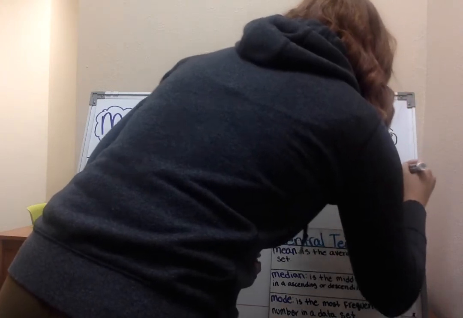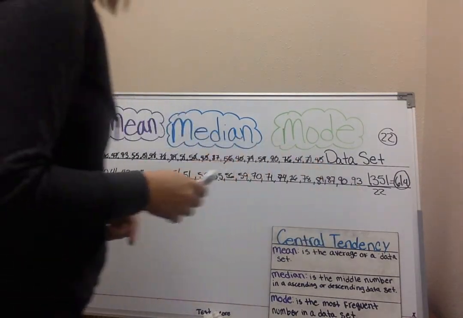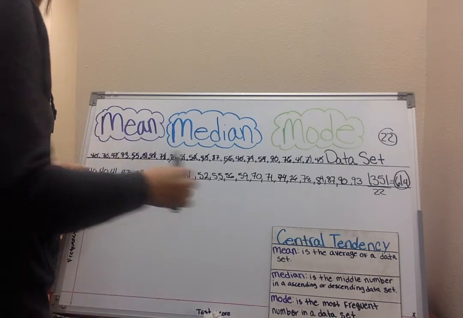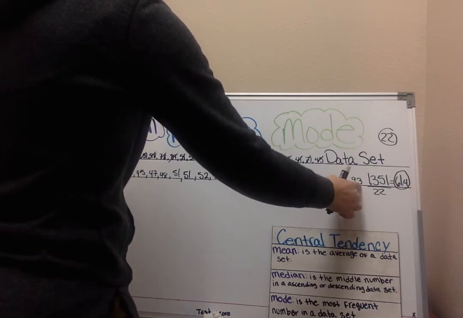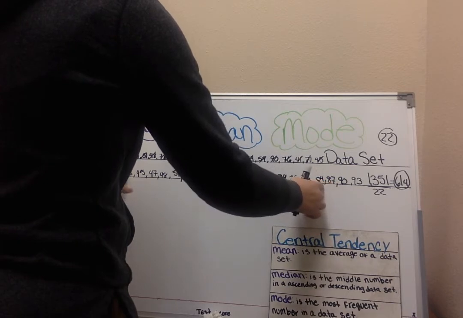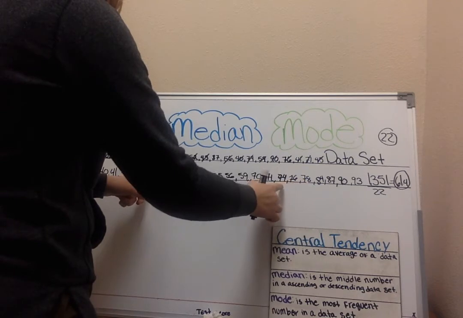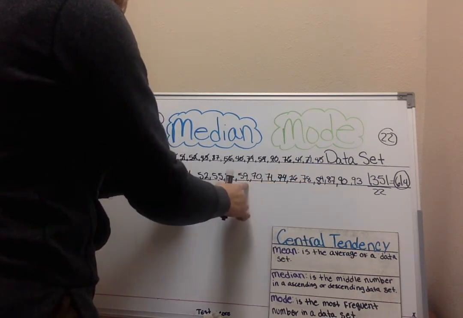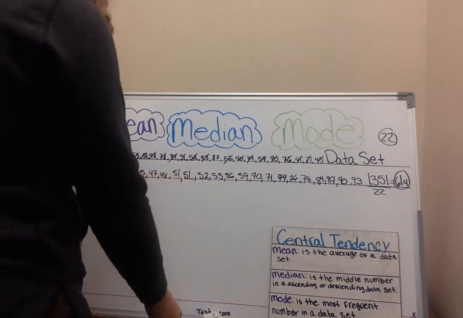Is our mean. Now that we have an organized ascending data set, we're going to start from both sides. We're going to go in one each time. So we're going to go 1, 2, 3, 4, 5, 6, 7, 8, 9, 10. Okay, so we landed on 55 and 56.